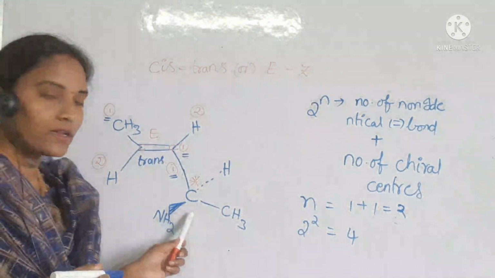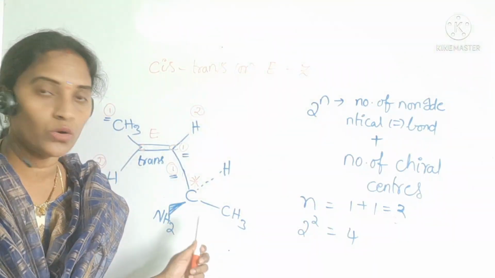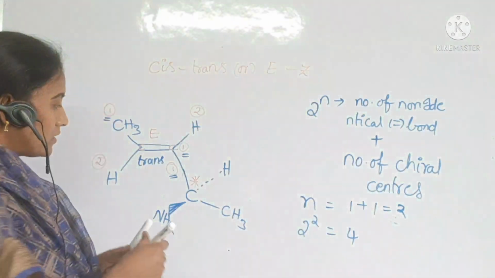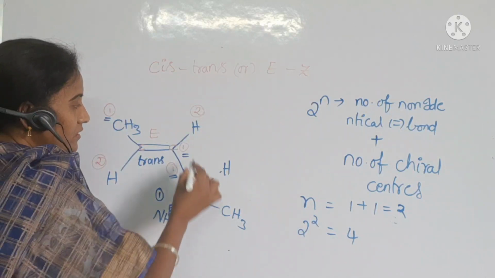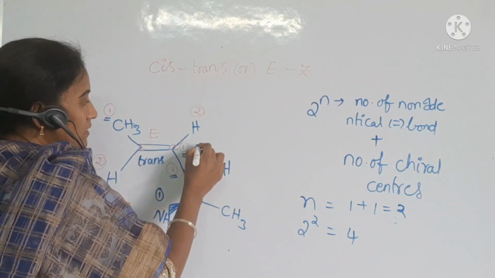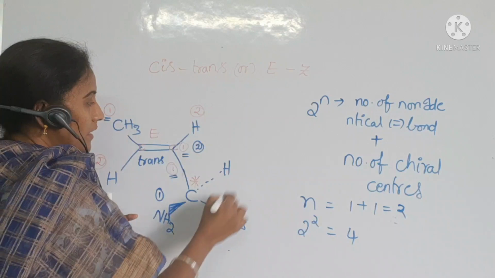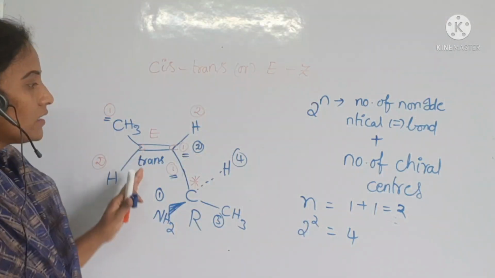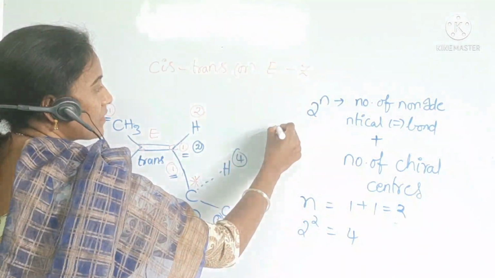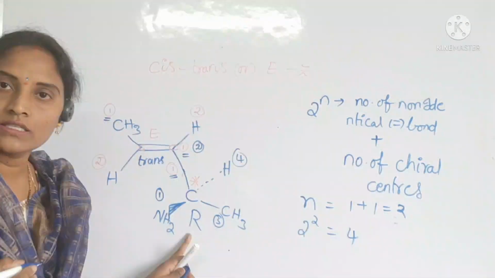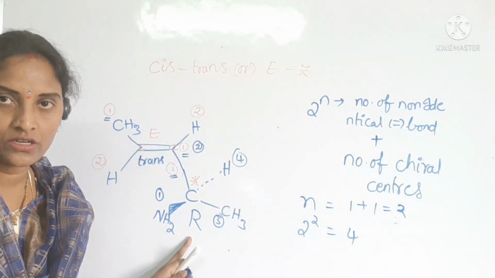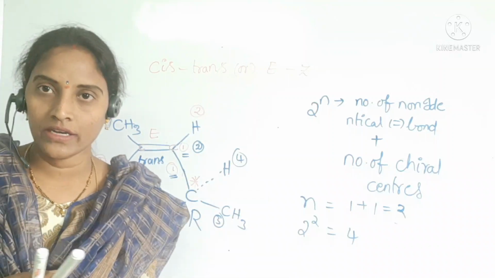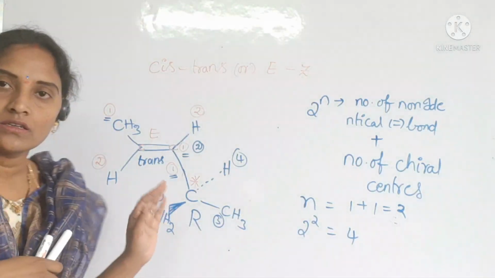Here, for this chiral center you can apply the RS configuration. See, this nitrogen gets first preference. Next one is the second, this is the third, and this one is the fourth. This is clockwise, so it is an R configuration. Here you can write ER. This molecule has the ER configuration. After that, you can exchange positions to get the remaining isomers of this molecule.